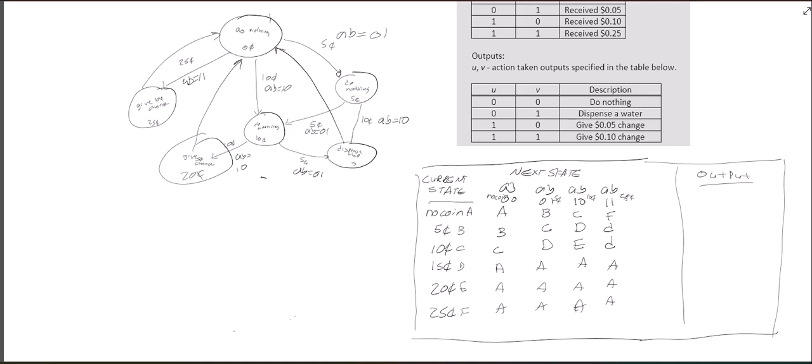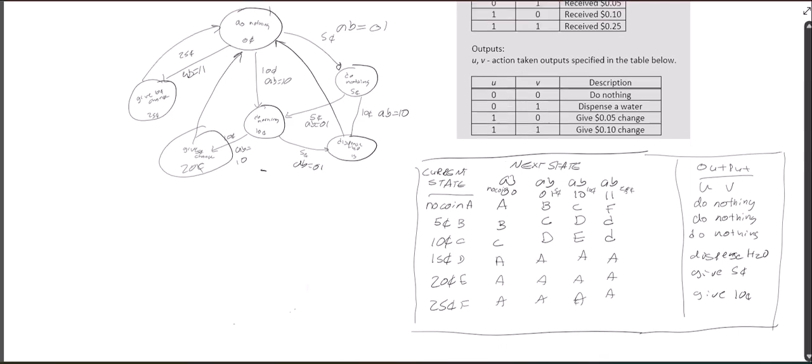And our output is U and V. So our output is do nothing, and do nothing, and do nothing, and dispense water, and then give 5 cents change and give 10 cents change.